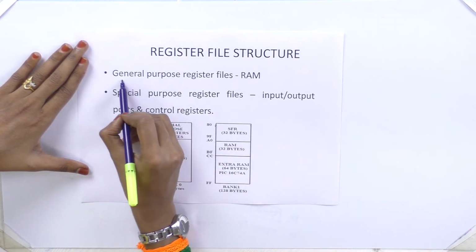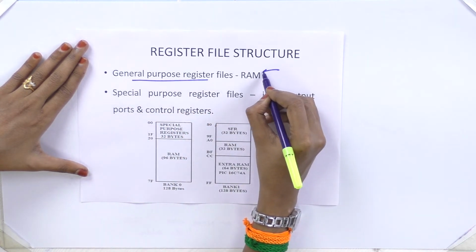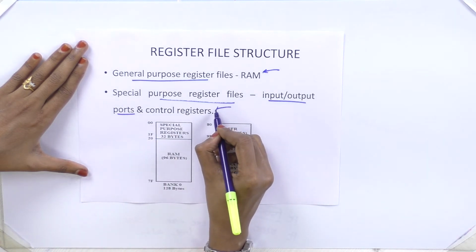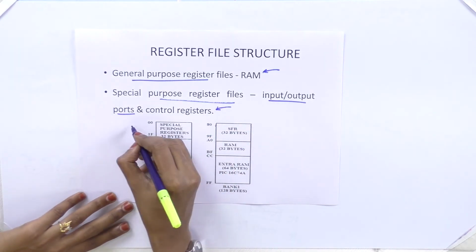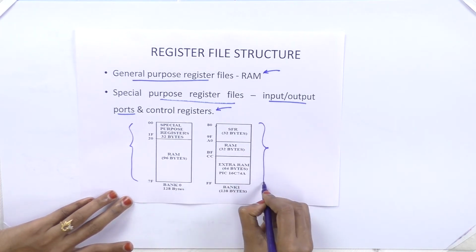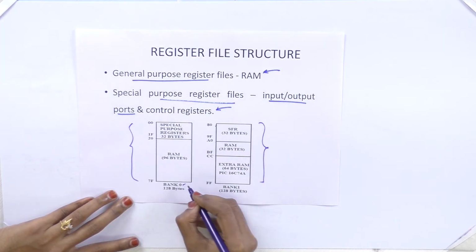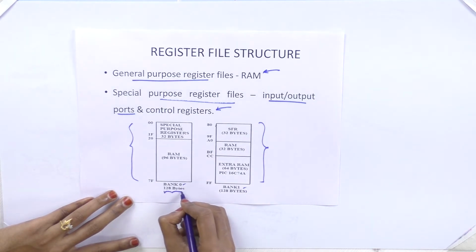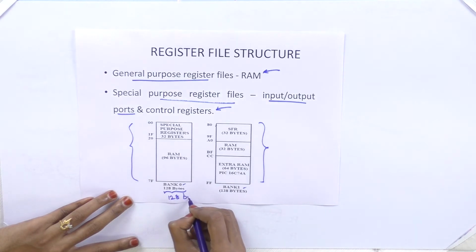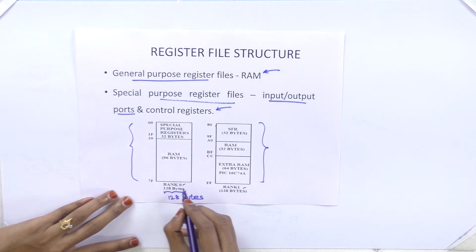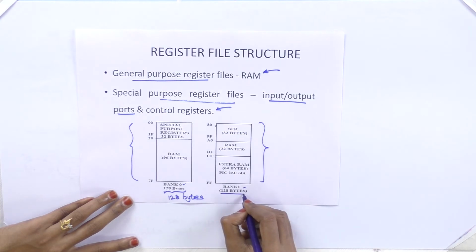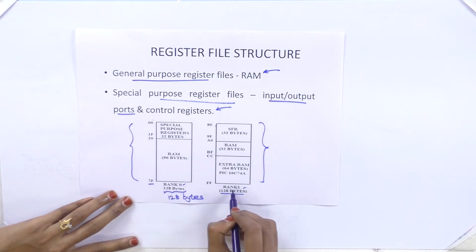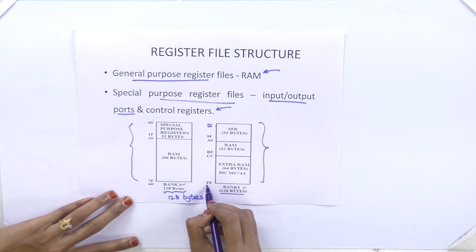So as I have told you, the general purpose registers are the RAM memory. The special purpose registers are input output ports, and then the control registers. Fine. So this is your register file structure. We have two banks of registers, bank 0 and bank 1, each of capacity 128 bytes. Bank 0 is addressed from 00 to 7F, and bank 1 is addressed from 80 to FF.